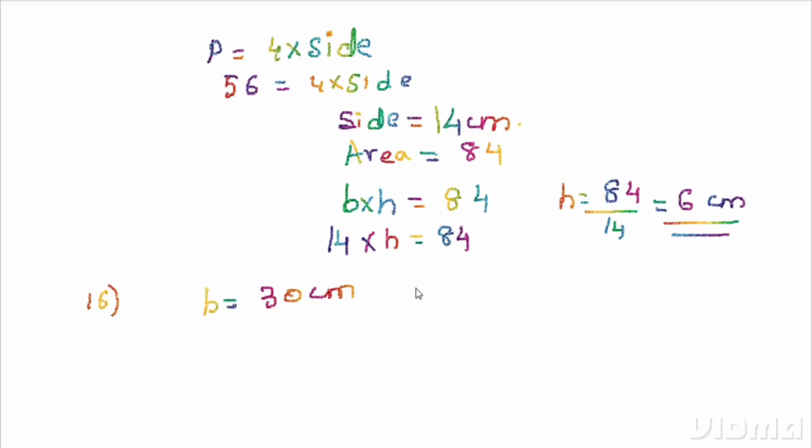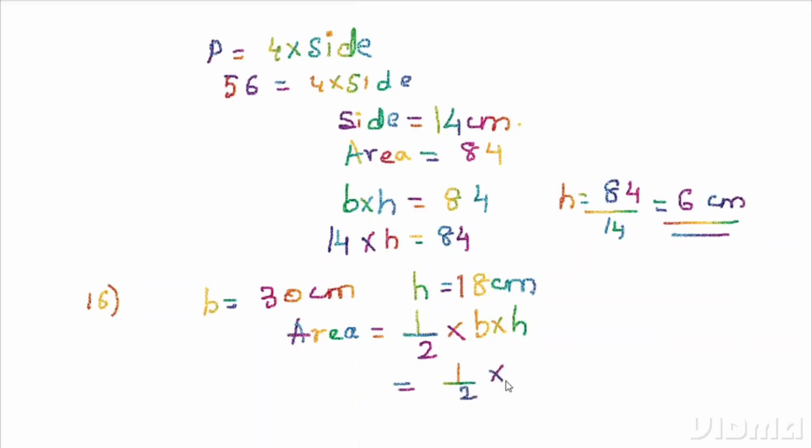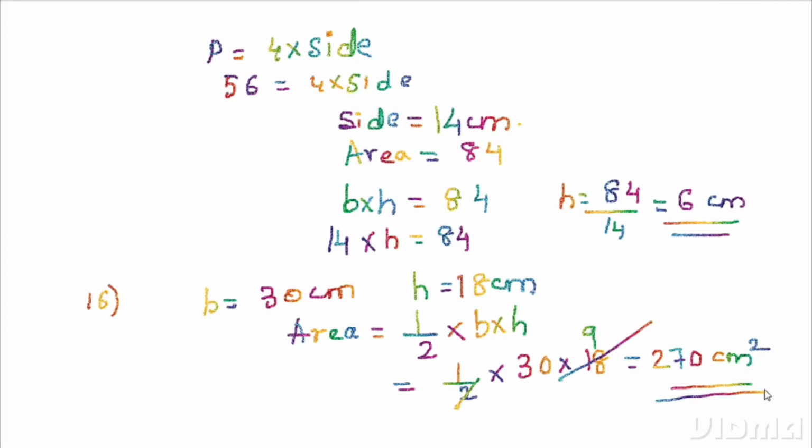So B is 30 centimeter and height is 18 centimeter. So H is 18 centimeter. Now you have to find the area. So area is very simple, half into base into height. So I can substitute half multiplied by 30 multiplied by 18. So when I cancel this, I will get 270 centimeter square. So this is the area of the triangle.